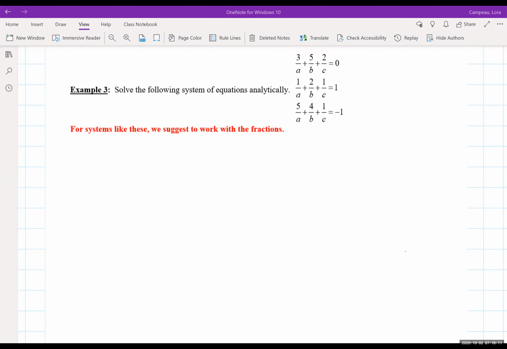Are you ready for a challenge? If you said yes, then you're in the right place. So if we're solving this system of equations, the only way to do it really is analytically.